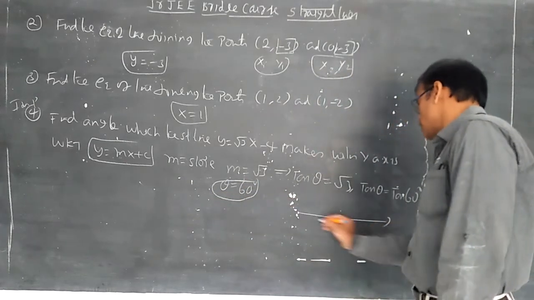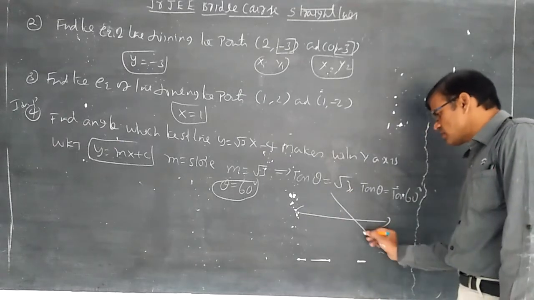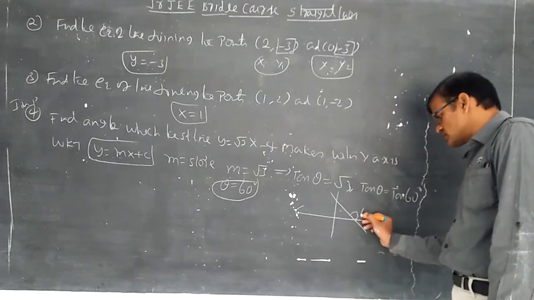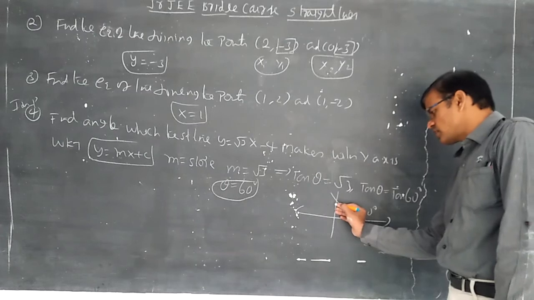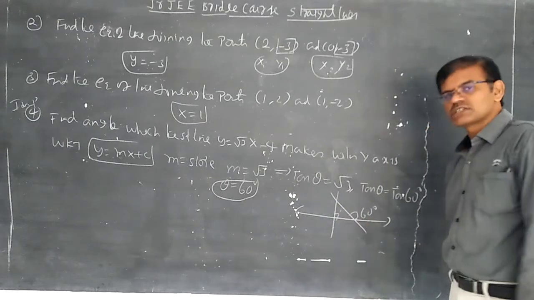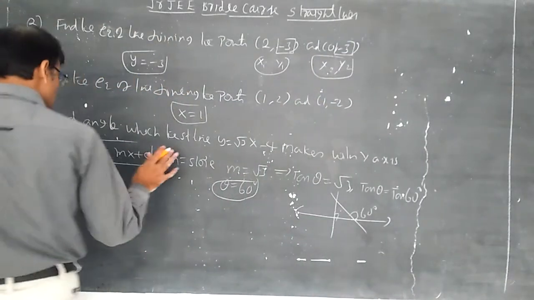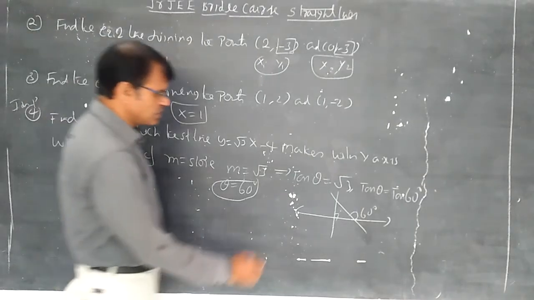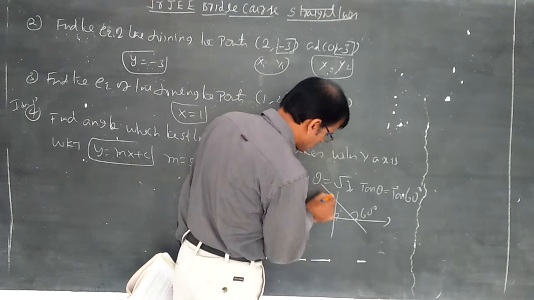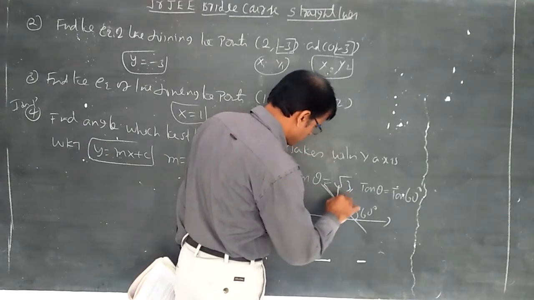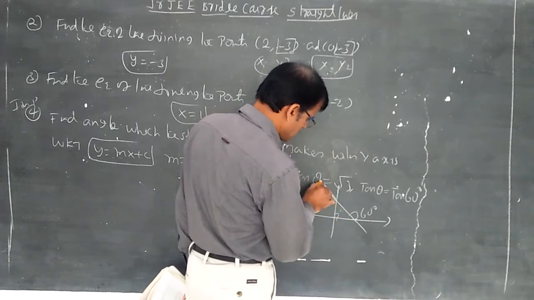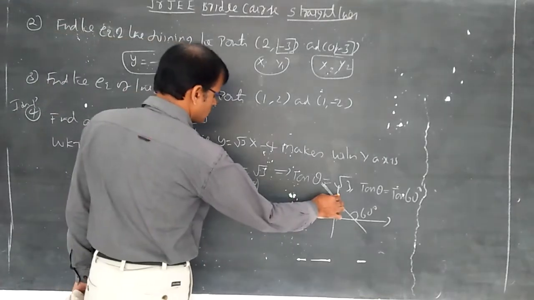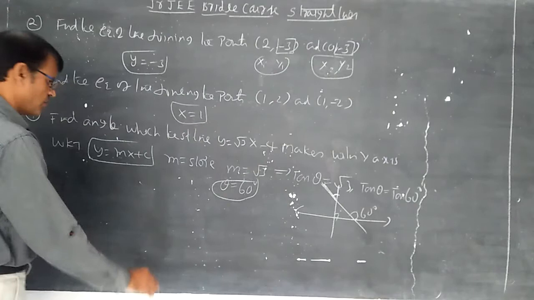Students, whenever theta is given, it is the angle the line makes with the positive direction of the x-axis. So here it is 60 degrees. But now we don't want the angle with the positive direction of the x-axis. He is asking about the inclination with the y-axis. So this line makes an angle with the y-axis.